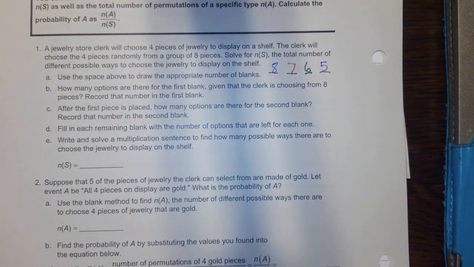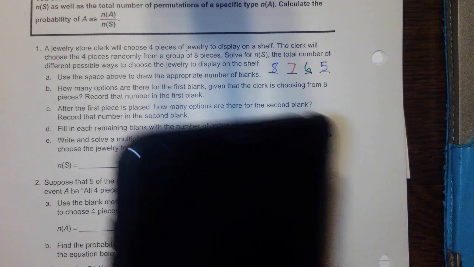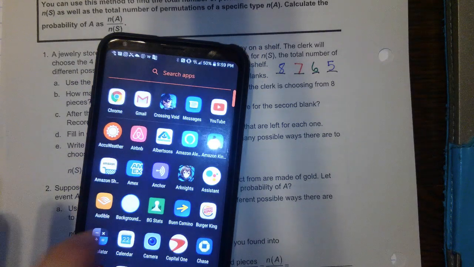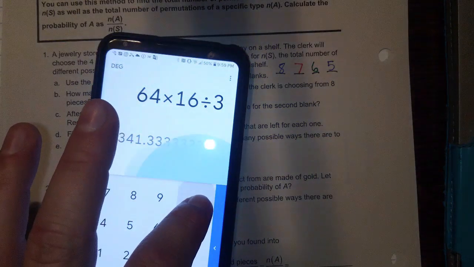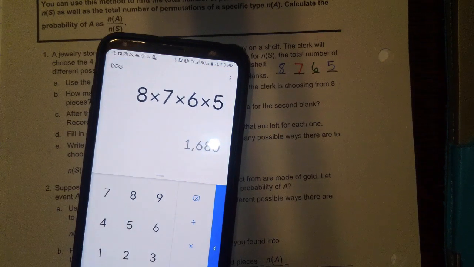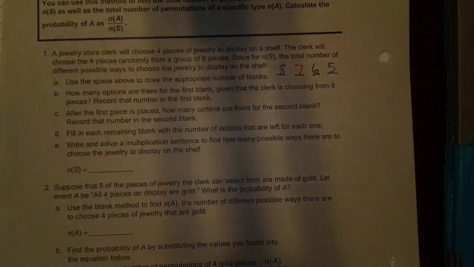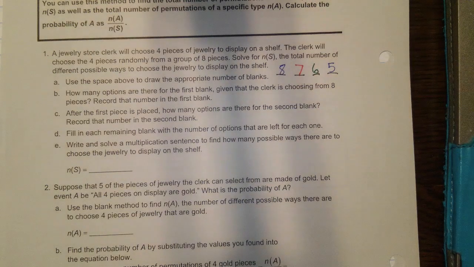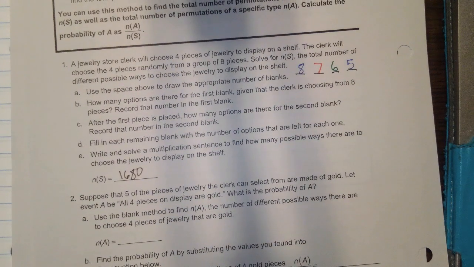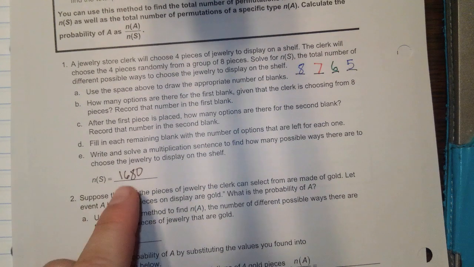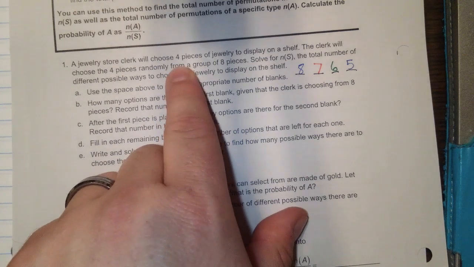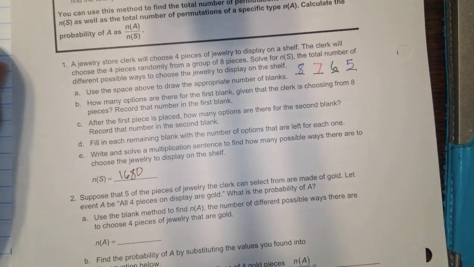Oh, I don't know. Get a calculator, multiply it. Where is my calculator? Calculator. 8 times 7 times 6 times 5. 1,680. That's it. 1,680. Boom. 1,680. Okay. There is 1,680 possible permutations of picking 4 pieces of jewelry from 8 different things.